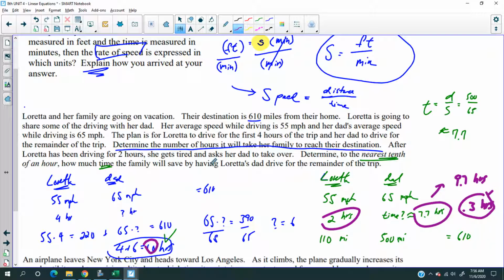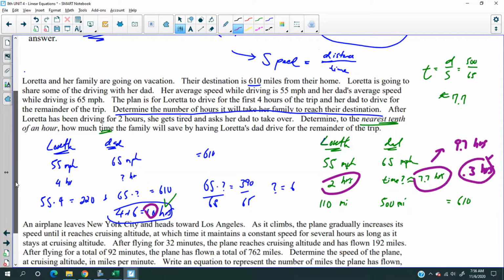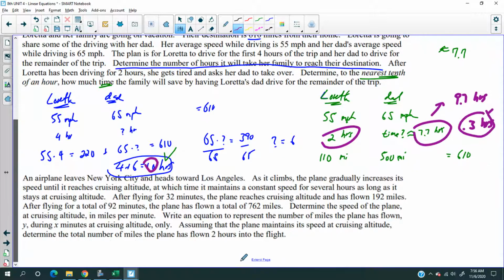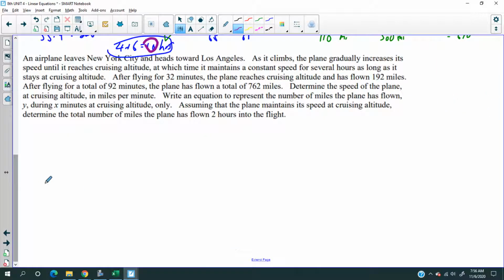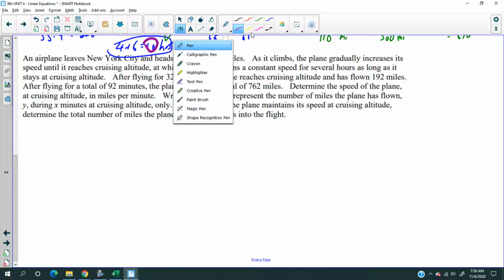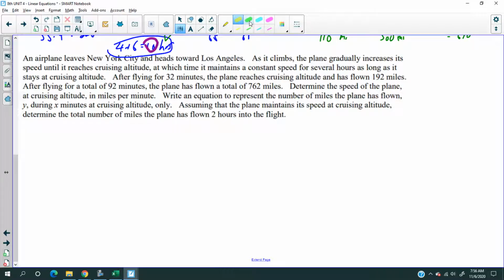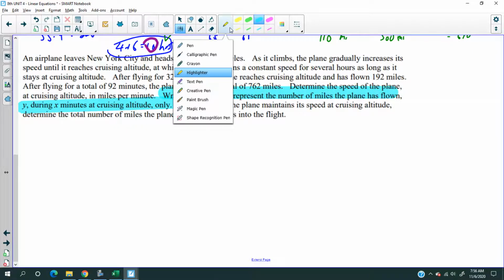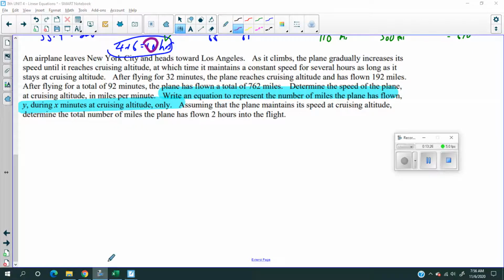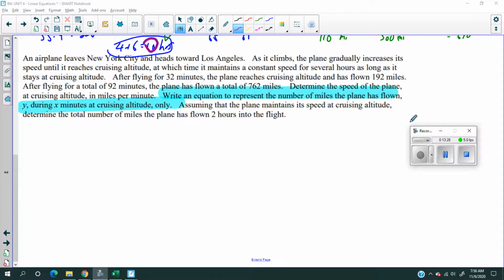Now, this next one is tough. Okay, so I'm just gonna let you read it, and then I'm going to go over the equation part with you. So I'm gonna highlight that right now. Let's see, where is it? Write an equation, there we go. Okay, all right. So press pause right now.